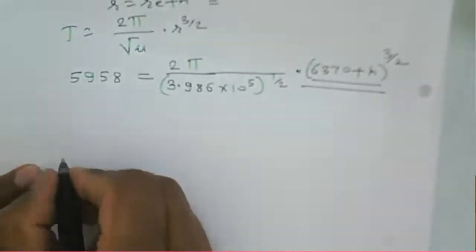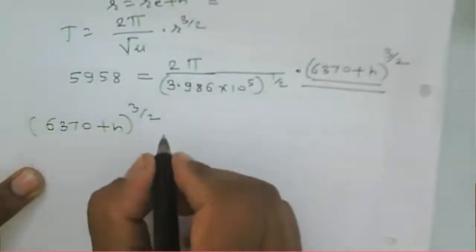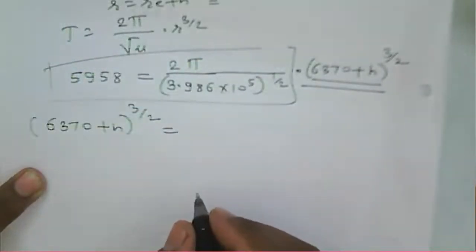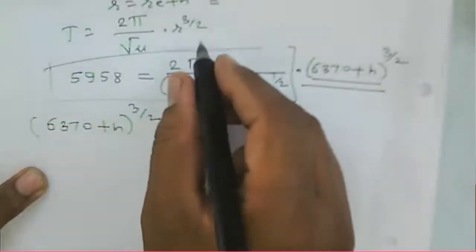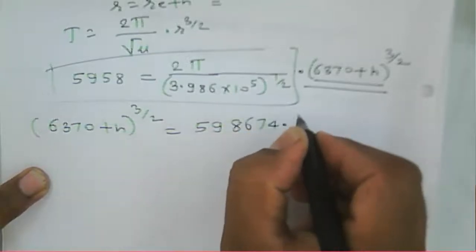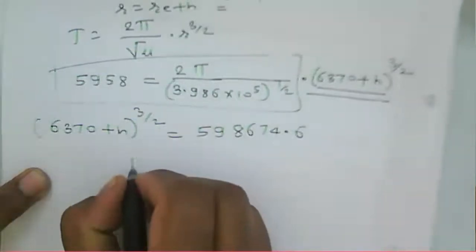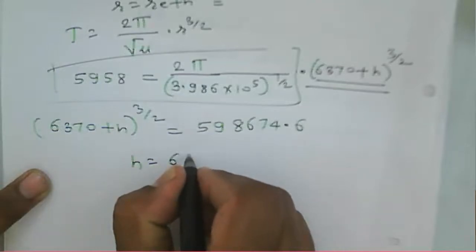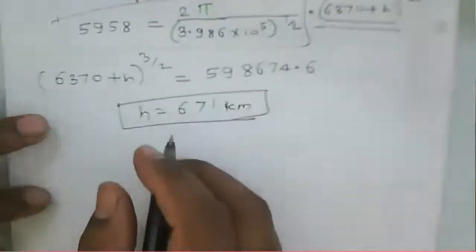Now this one is about a factor here. 6370 plus h raised to 3 by 2 is equal to, we have the whole term here. These are all the whole term. So you will get that particular term while solving, that becomes 598674.6 here. And then after solving, you will get that h is equal to 671 kilometer. That is about the answer. H is equal to 671 kilometer.